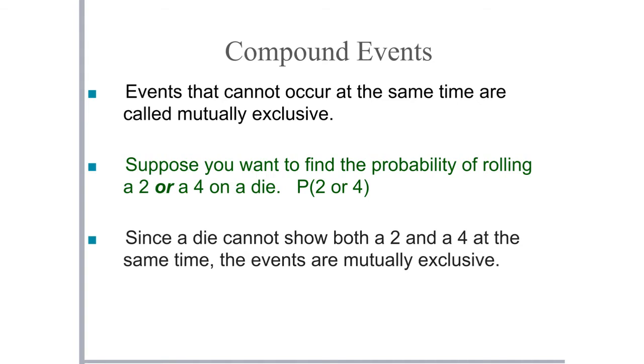Events that cannot occur at the same time are called mutually exclusive. Suppose you want to find the probability of rolling a 2 or a 4 on a die. We would write it as P(2 or 4). Since a die cannot show both a 2 and a 4 at the same time, the events are mutually exclusive.